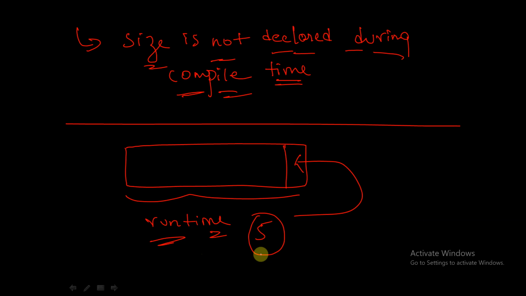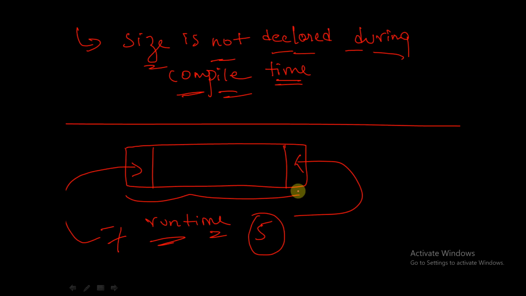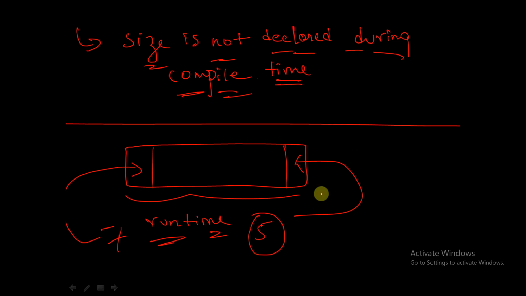If we insert the next data item, let's say it is 7, another memory will be created for this data 7. So what is the size of this associative array in this particular example? Can anyone answer? It's two only, right? Only two values have been given. Yes, the size of this associative array is 2.